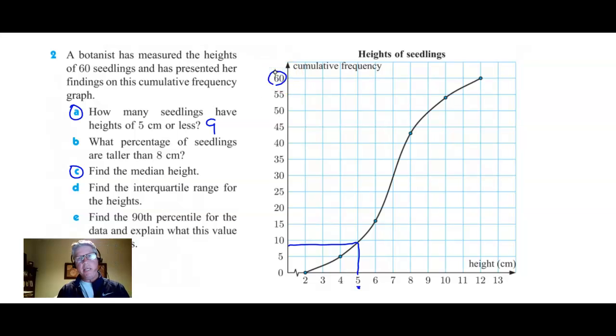So if I wanted to find the median height, what I'm looking for is what's the height that there are 30 below it and 30 above it. So why do I say that? Because median is exactly where half the data lies. So here we go in this case. So in this case, we went that way. And in this case, we're going to go this way to find the median. So I'd say this is our median. So I'd say that is 7. There are 30 plants that are below it and 30 plants that are above it.